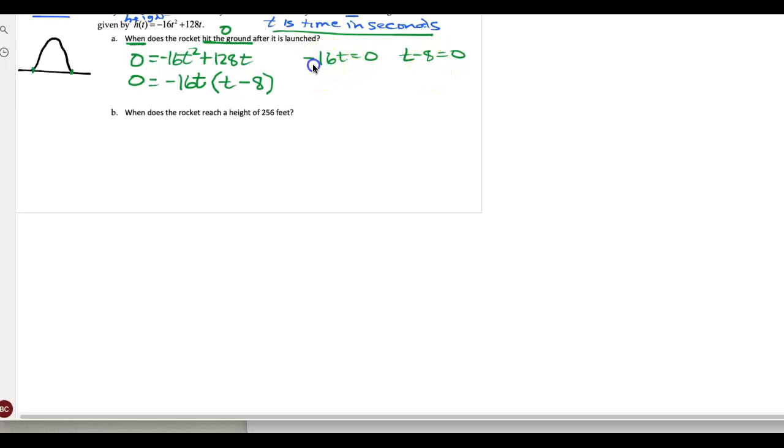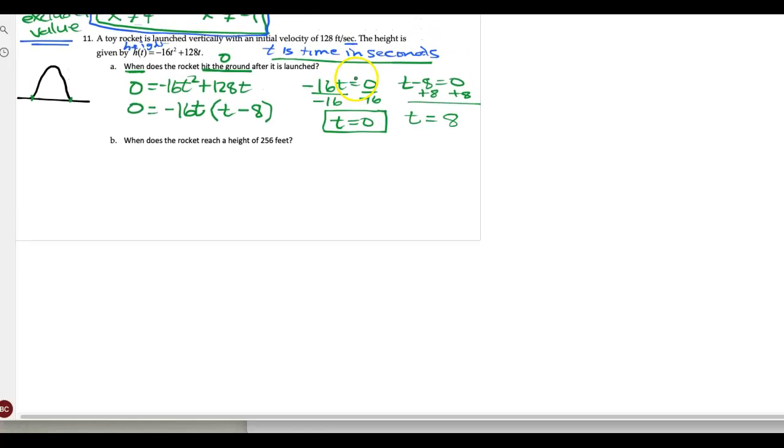Here, to get t by itself, let's divide both sides by negative 16. 0 divided by anything is just 0, so t equals 0 is one of my answers. And then add the 8 over, so t equals 8 is my other answer. Now again, I need to make sure I have labels on this, because word problems need word answers. So this is the time in seconds. T equals 0 seconds is actually where it started off, and then it ended.